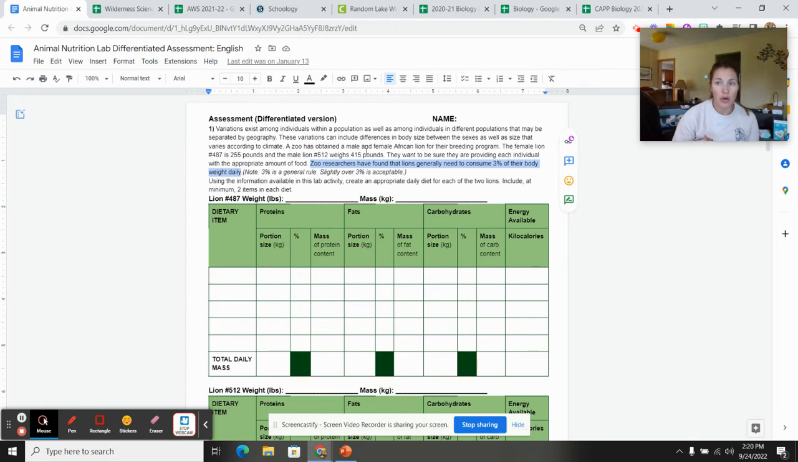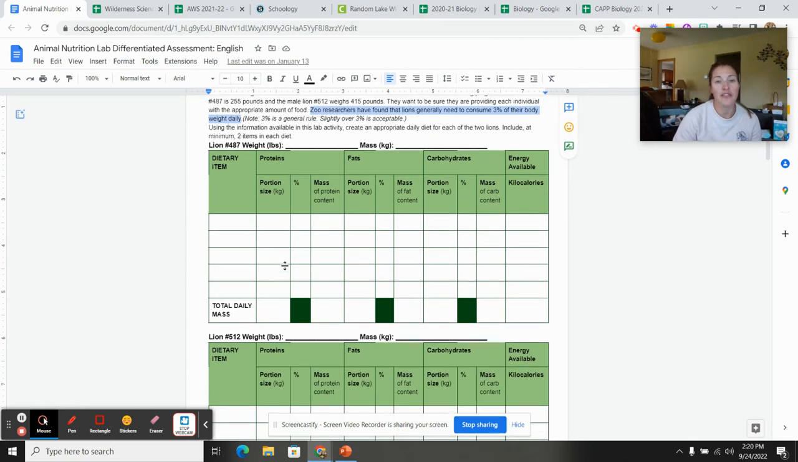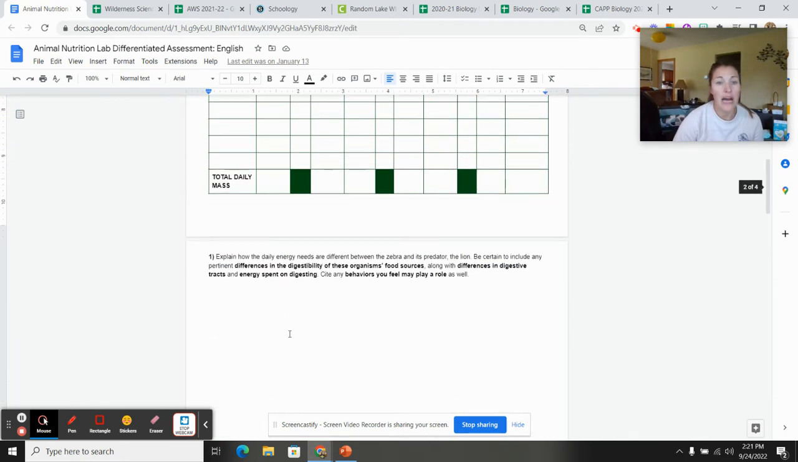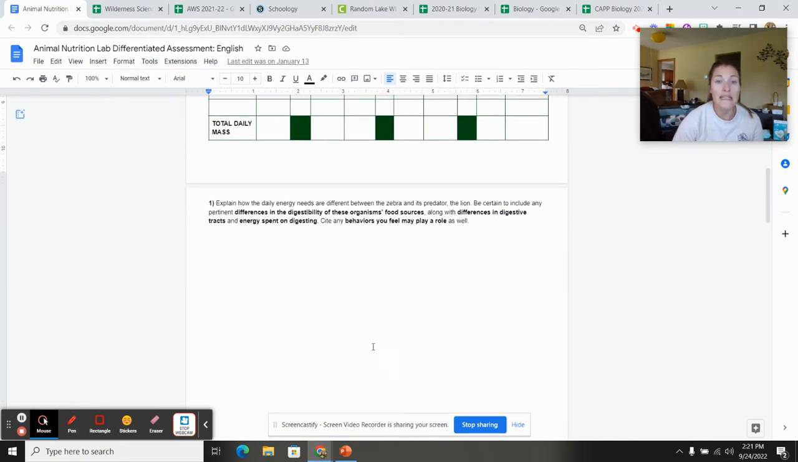So then you are going to use that information to come up with a diet for your lion, trying to keep the percentages of what they need for everything in line. So obviously you're not going to feed a lion carbohydrates or anything like that. So you are going to make a diet for both of these lions. Next, you are going to answer this question.